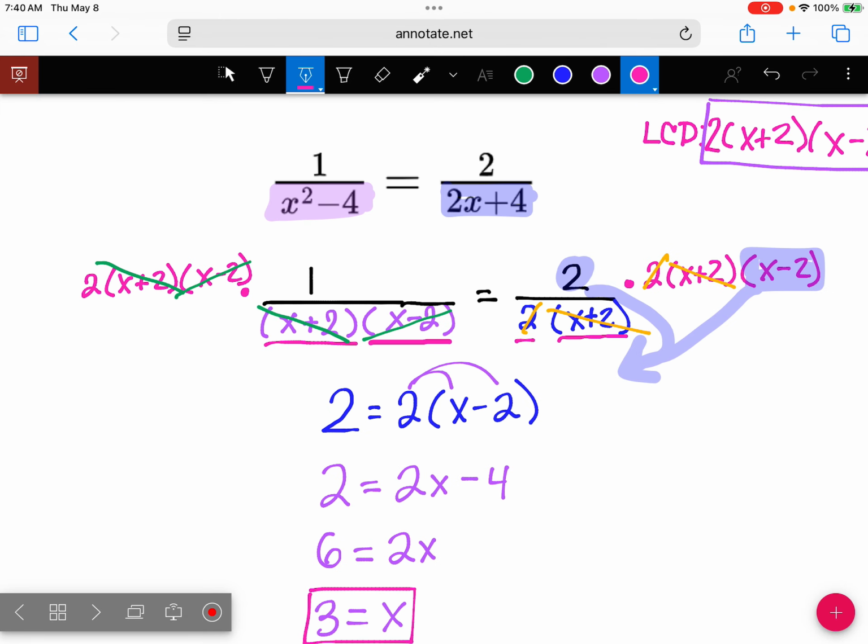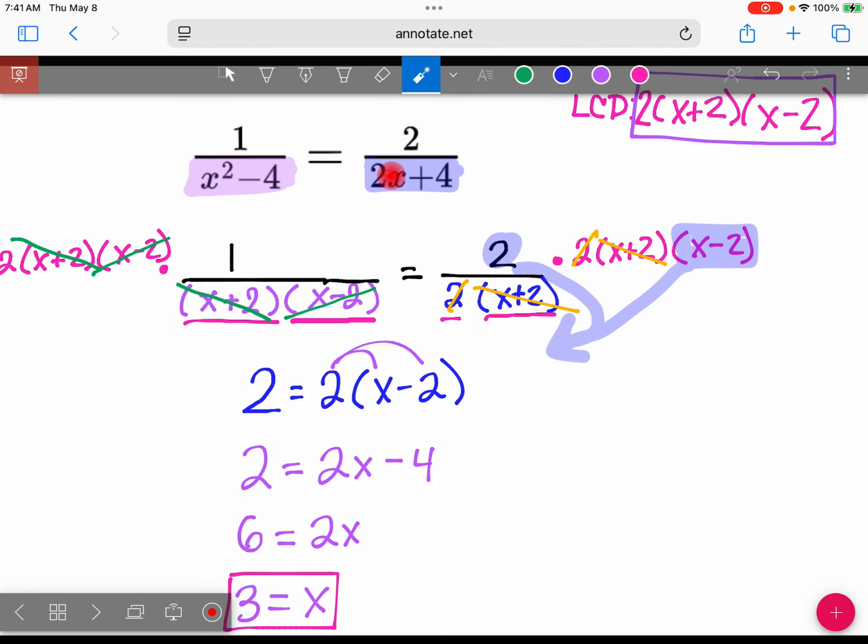Then we have to check it. We want to look and see. If I put 3 in here, 3 squared minus 4, is that going to equal 0? Nope. How about 2 times 3 plus 4? Would that equal 0? Nope. So this works just fine. It checks.